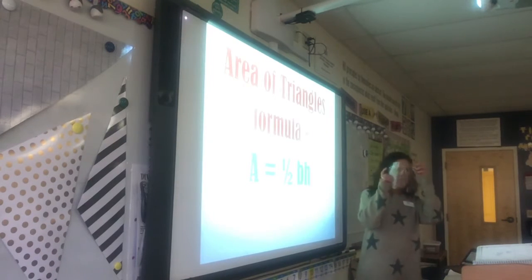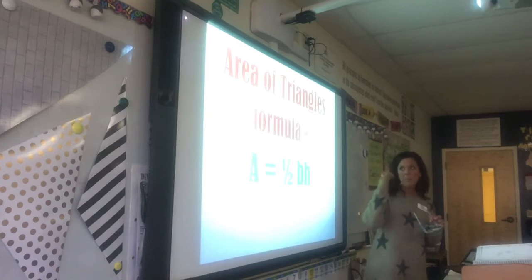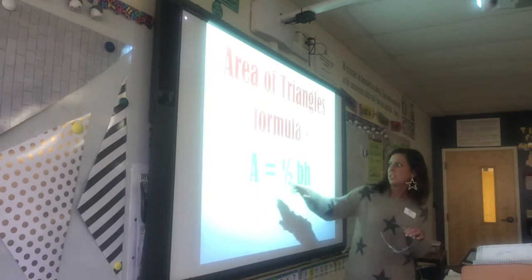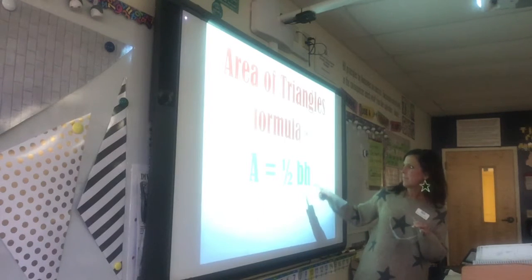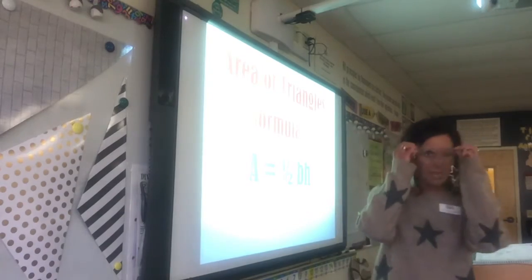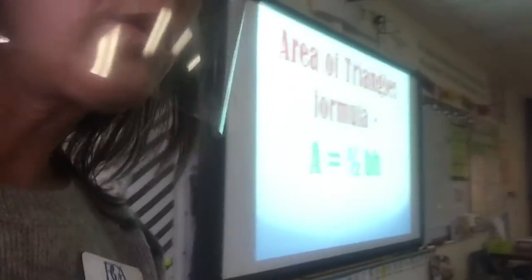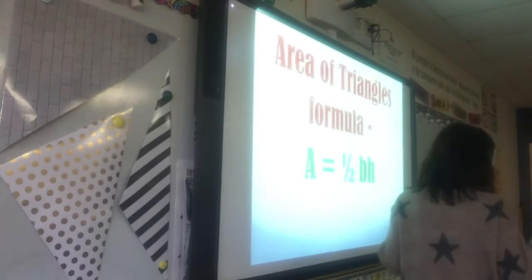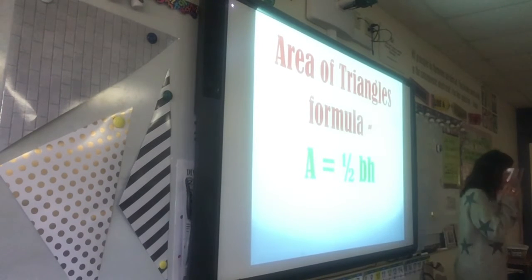So anytime you want to find the area of a triangle, or how much space is inside it, you just take half and you multiply it times the base and the height. Okay, so write that down. Area formula for, and every shape has a different formula, but right now we're just going to worry about triangle. So area formula is half base times height. Okay, so write that down, and then we're going to put one example in your composition book.